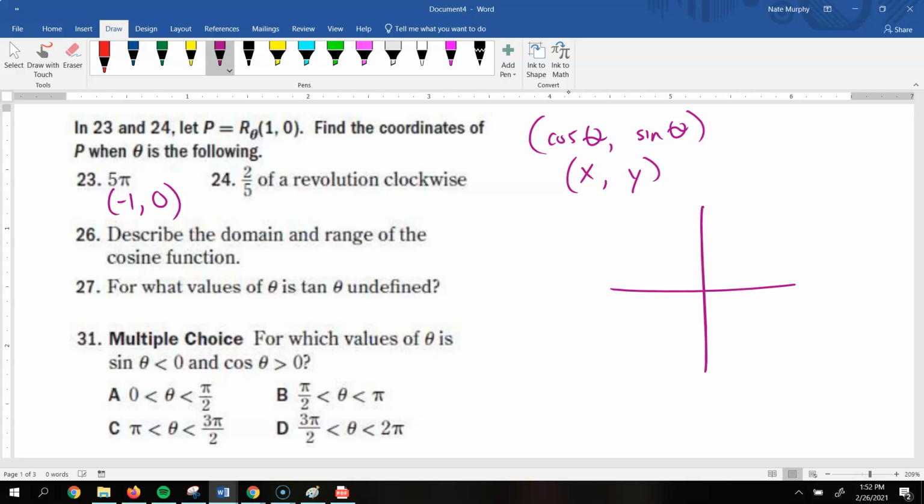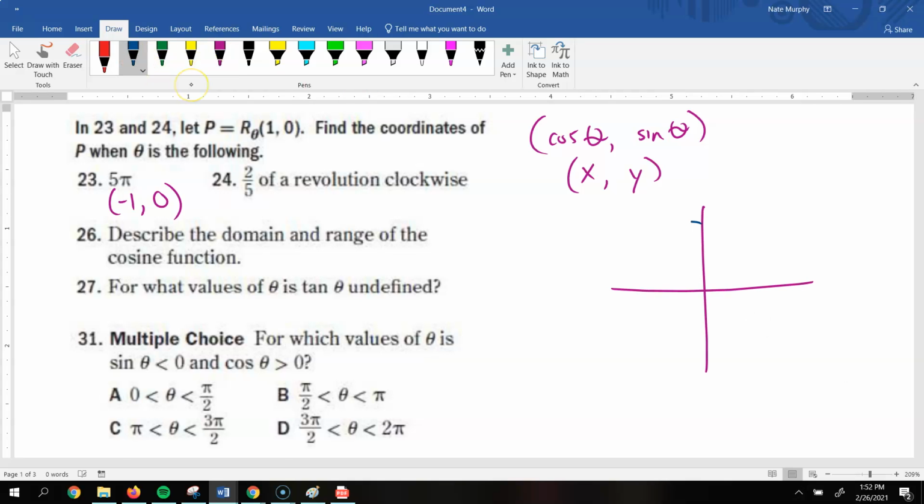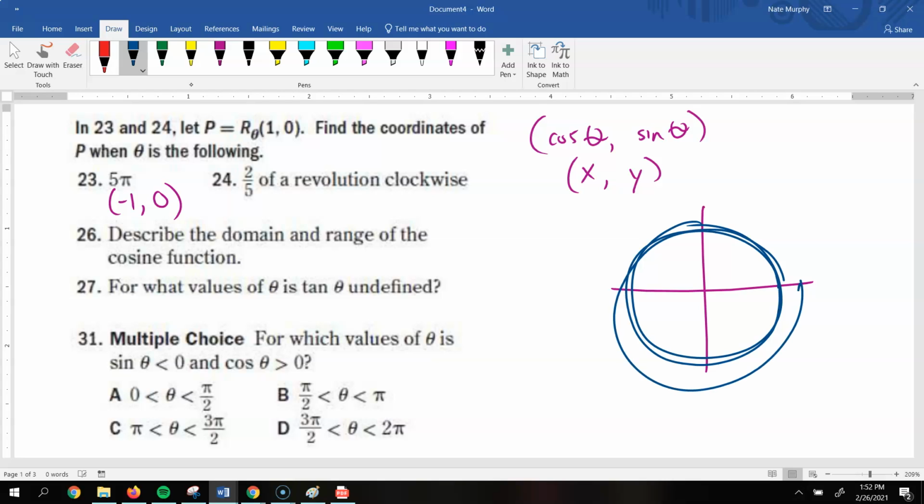And if you think about it, this is what I was saying just a second ago. There's a much faster way that we could do this one. 5 pi would represent, well, 2 pi is all the way around the circle once. 4 pi is all the way around the circle twice. And then pi would bring us right there. So 5 pi is 2 times all the way around plus an additional pi, which would be halfway around the circle. And that's the coordinate -1, 0.